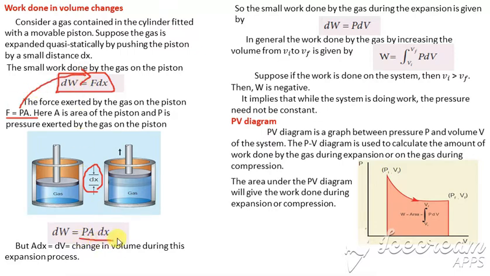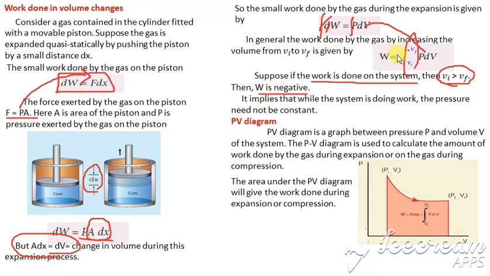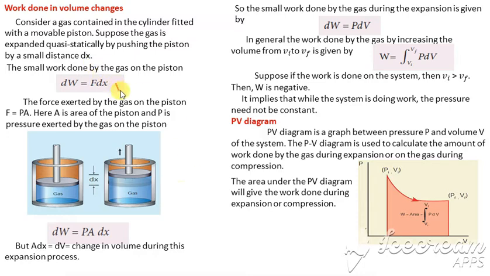Substitute this value of force here. So PA into dx. Now this A into dx can be written as volume, so we can write P into dV. Now integrating on both sides, we get W equal to the integral of P dV, with the limits Vi to Vf. Suppose work is done on the system, then Vi is greater than Vf, so the work done will be negative. Here also the pressure will not be the same; pressure is not always constant. So this is the work done when the volume changes.